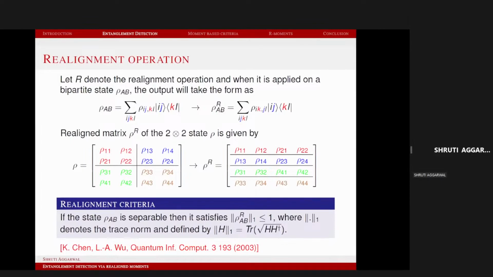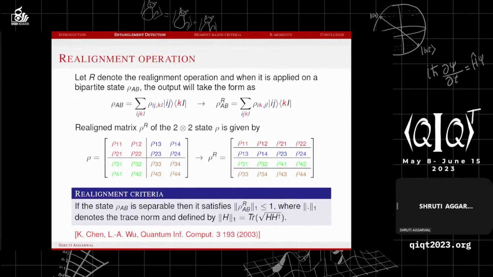This criterion states that if a state is separable, then the trace norm of the realigned matrix is less than or equal to 1. And if the trace norm of the realigned matrix is greater than 1, then we say that the state is entangled. Both the realignment criterion and the partial transposition criterion can detect entanglement. There are some NPT entangled states which cannot be detected by the realignment criterion, but it can detect bound entangled states. So these two criteria work independently.